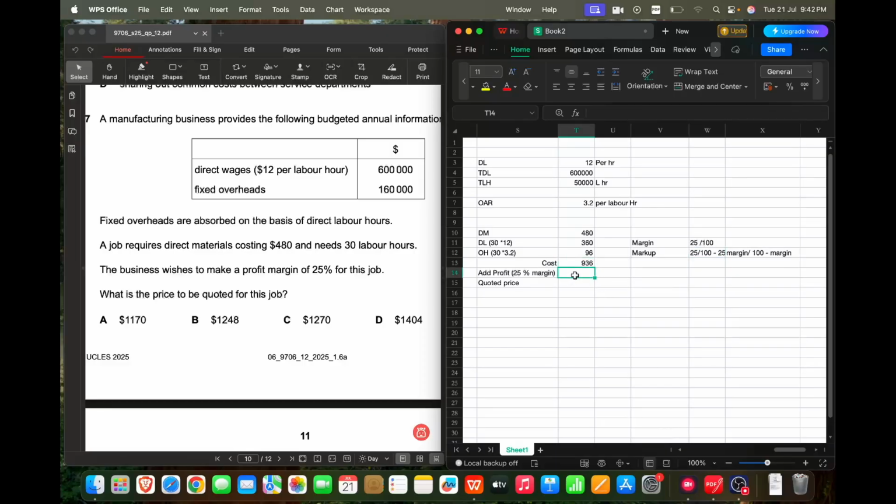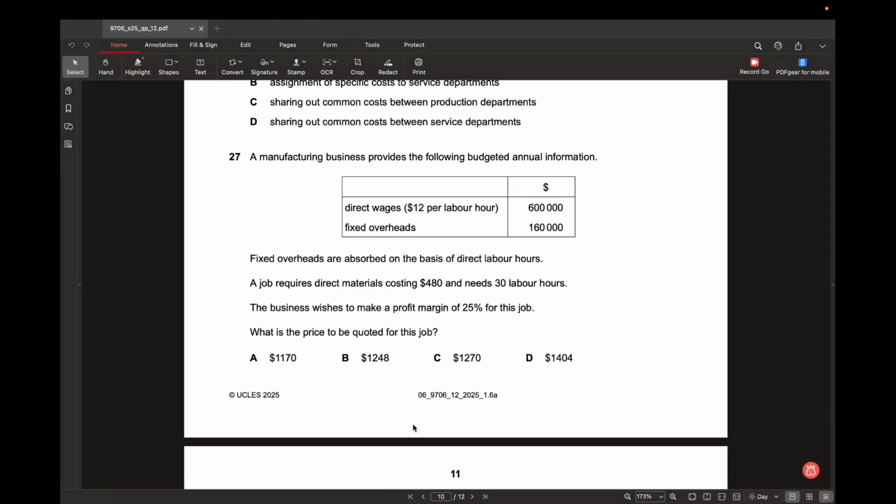Okay, so let's do that. 936 is the cost into profit percentage, 25 divided by 100 minus 25 is 75. So 75. And profit here is 312. Let's add profit and cost. This plus this, and this is our price to be quoted. Okay, 1248. Your correct answer for 27 is B.